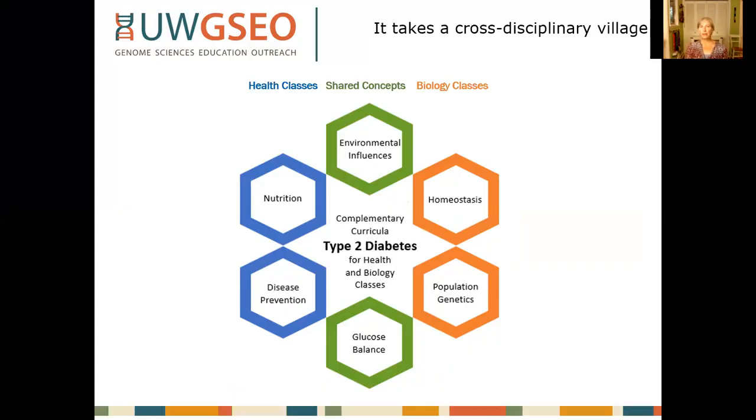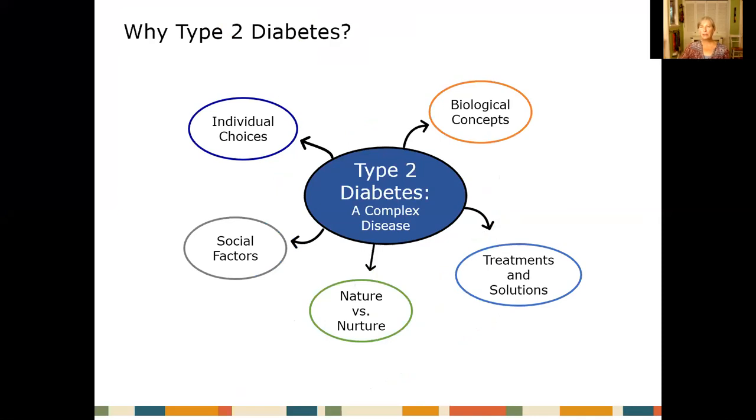What we have developed over the past number of years are two sister curricula that work together. One is for health classes and the other one is for biology classes. They share a lot of concepts around environmental influences and glucose balance, and they share the same exact set of enduring understandings for both units, but we go about getting to those enduring understandings in a few different ways. The health classes focus more on nutrition and disease prevention, and the biology classes focus more on homeostasis, feedback mechanisms, and population genetics.